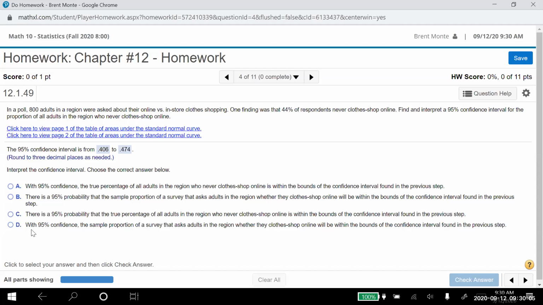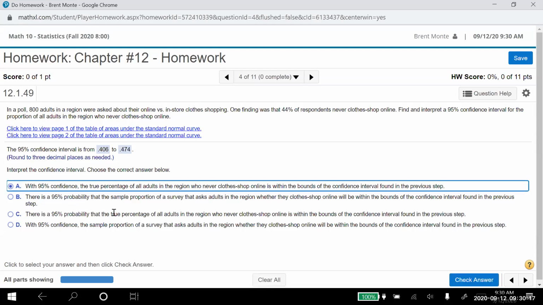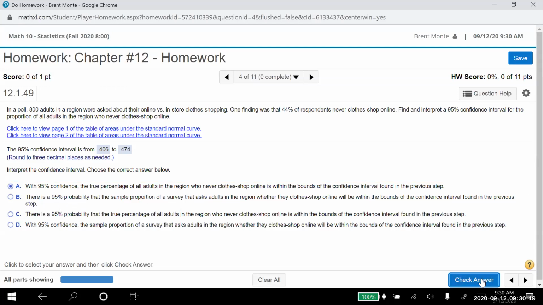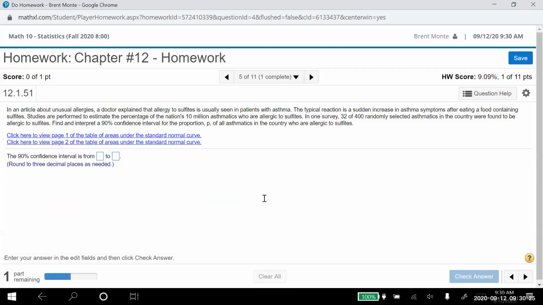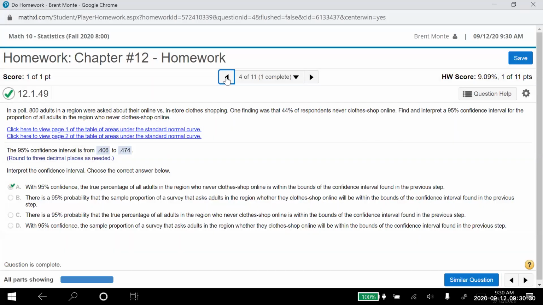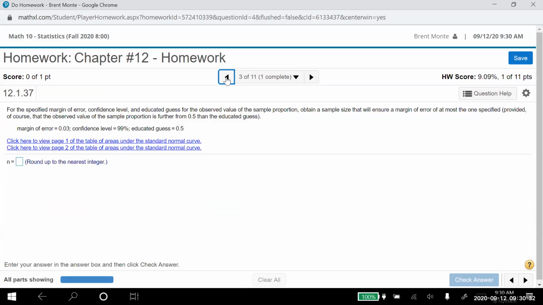What does this one down here say? With 95% confidence, the sample proportion. Yeah, it's not the sample proportion, it's the whole population proportion. So we will go ahead and check that answer, and we're done with that problem. So pretty quick, not too hard to do. Now that's back on number 5. I'm going to go back a step to problem 3, and we'll come back to this soon.